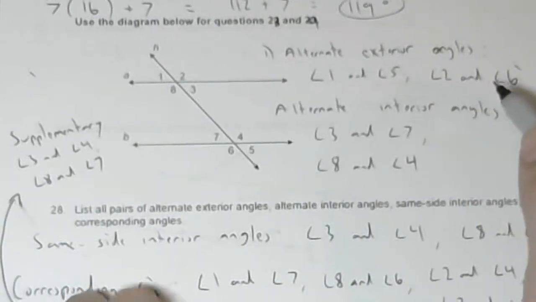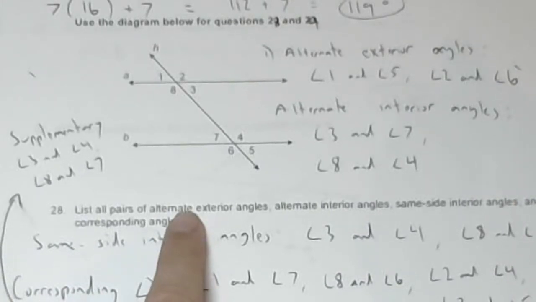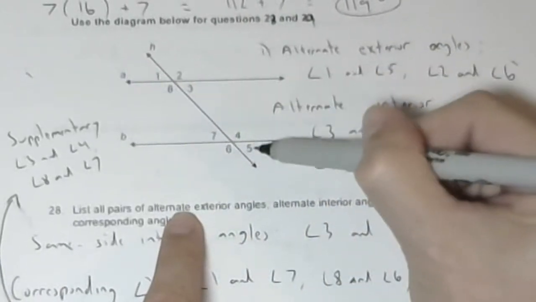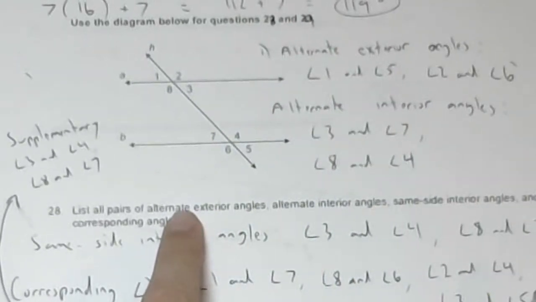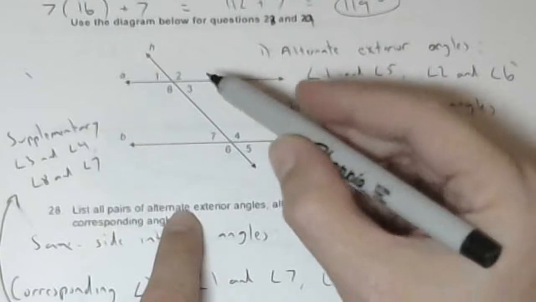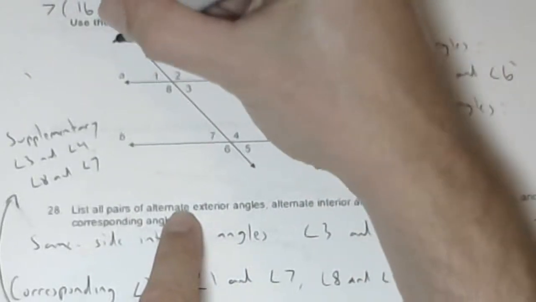So for this, alternate exterior angles are 1 and 5. That's one pair. 2 and 6. Alternate interior. What happens? This H is the transversal.